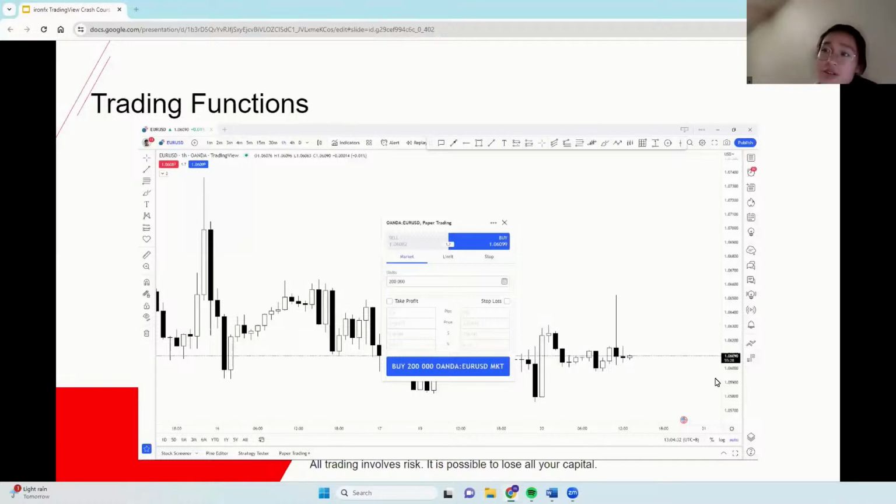So here we're looking at euro dollar paper trading, and you can see that for our sell and our buy, you can just conduct your trades directly on TradingView itself. So you can see here we're buying 200,000 units from euro dollar.